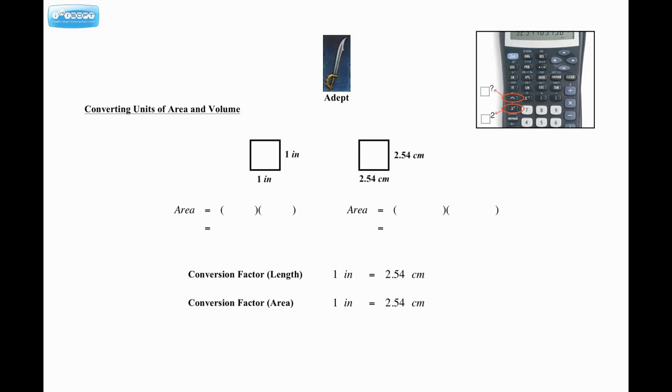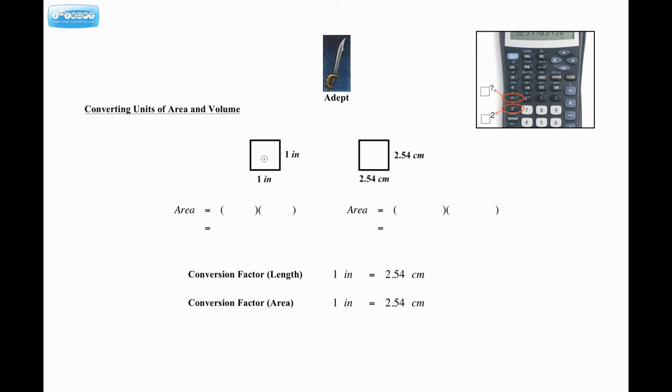Moving on to the Adept level, we're going to do some unit conversions, but not just of one-dimensional lengths. We're going to look at converting measurements involving area and volume. So to start, I have drawn here a unit square, and I say unit square because it is 1 inch by 1 inch. And here I've copied it, only what I've done is I've converted the inches to centimeters.